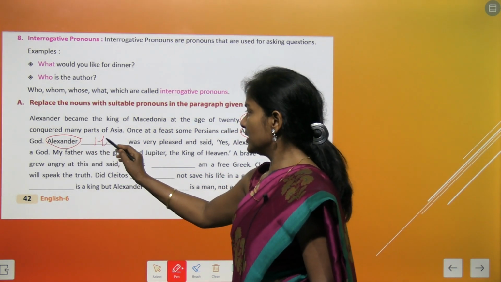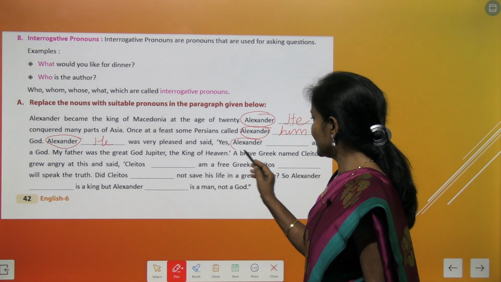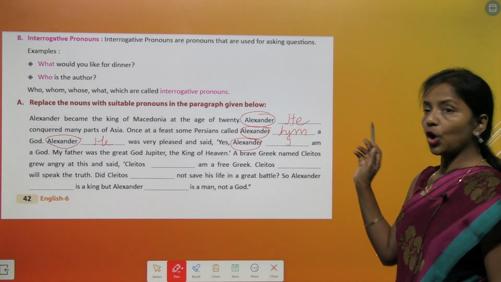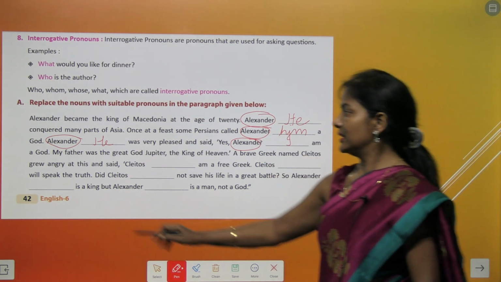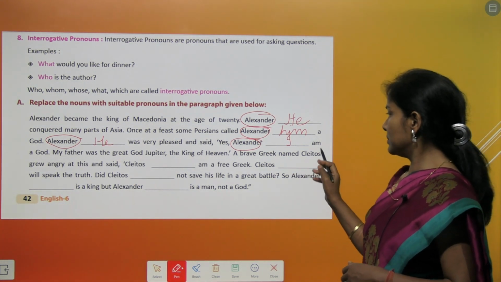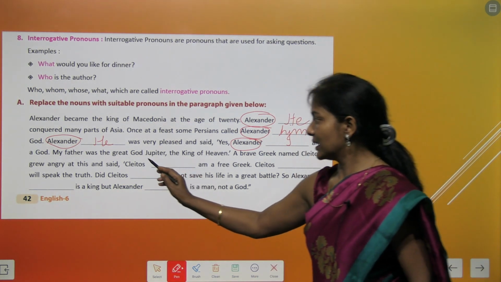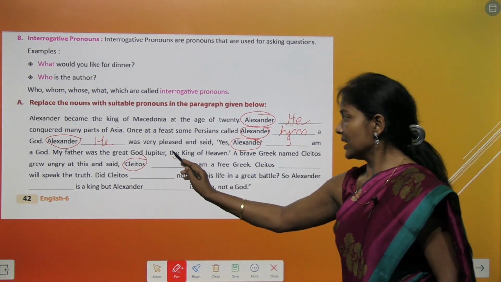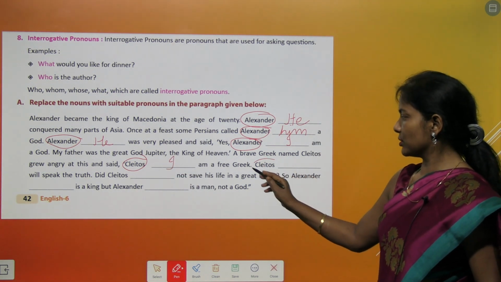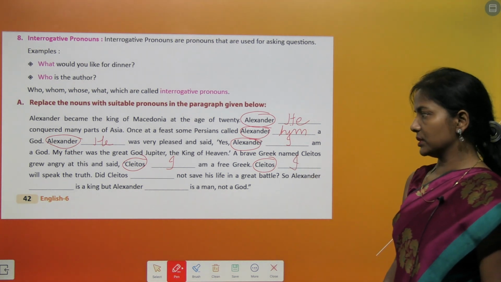Again, Alexander in place of the noun: He was very pleased and said, yes. Again Alexander is there. We have to use a pronoun here. I am a god. In place of Alexander, I. My father was the great god Jupiter, the king of heaven. A brave Greek named Kletos grew angry at this and said, again in place of Kletos, I am a free Greek. Kletos again. We have to write a pronoun here. I will speak the truth.